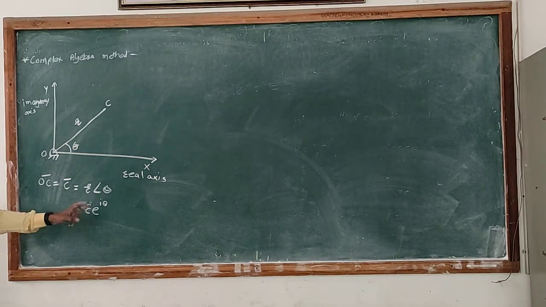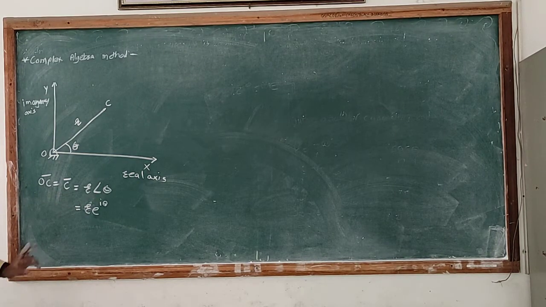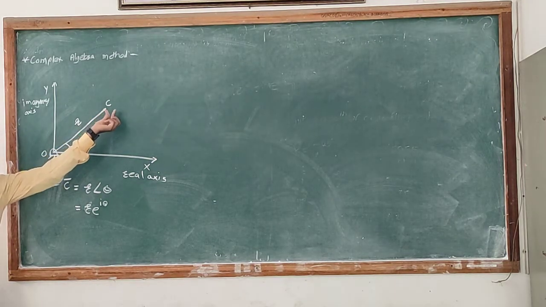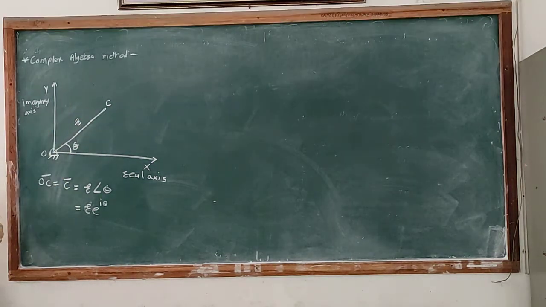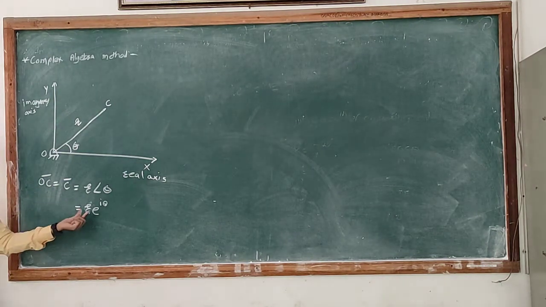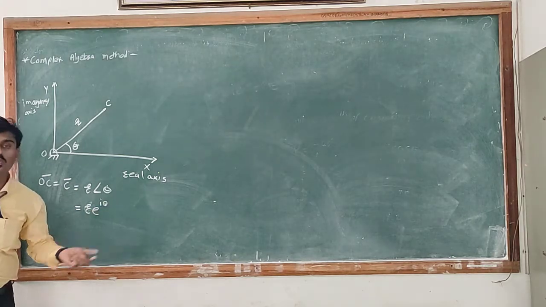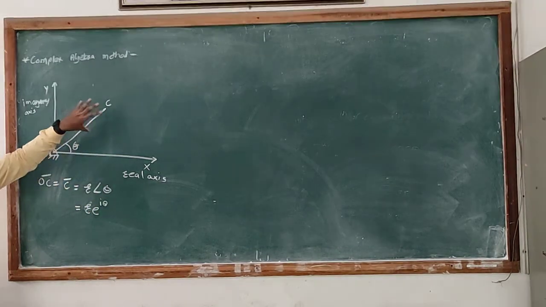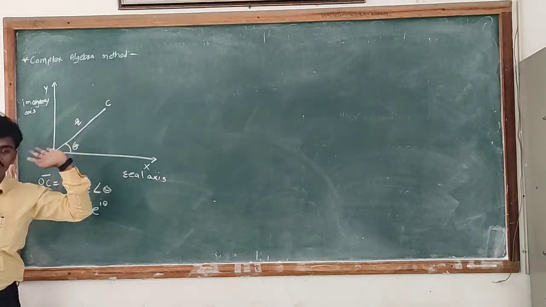R into e raised to I theta. Okay, this is the position of this point C in complex algebra form. This OC bar is equal to R into e raised to I theta, which is the position of this point C, or the position of this link OC.